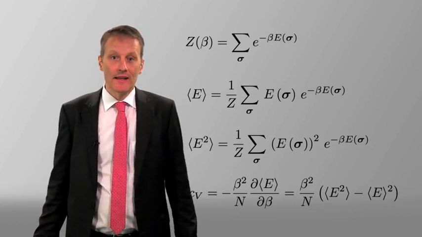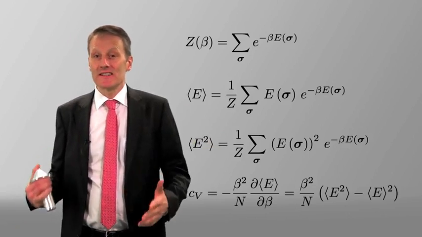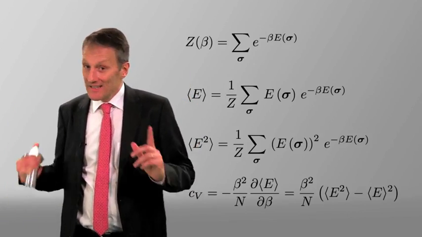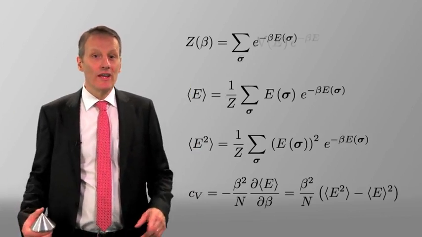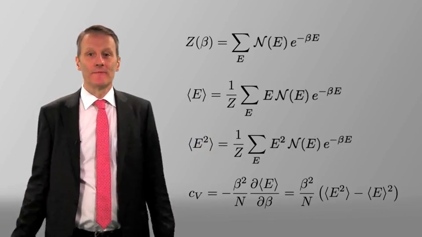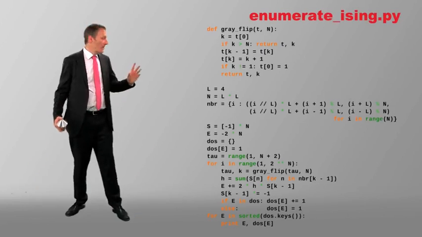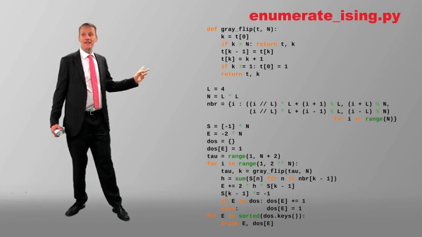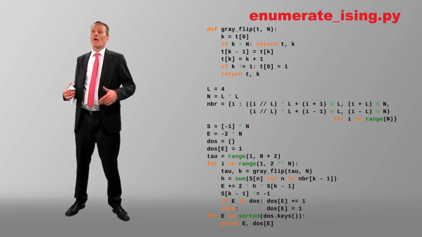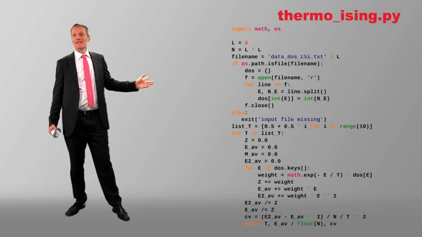Secondly, to compute the thermodynamic quantities, it is not necessary to do the enumeration at all temperatures. It's a lot better to compute the number of configurations per energy, the density of states. So, compute the density of states once and for all, like here in enumerate-ising.py, and then use this density of states for all temperatures to compute the thermodynamics, as here in thermo-ising.py.